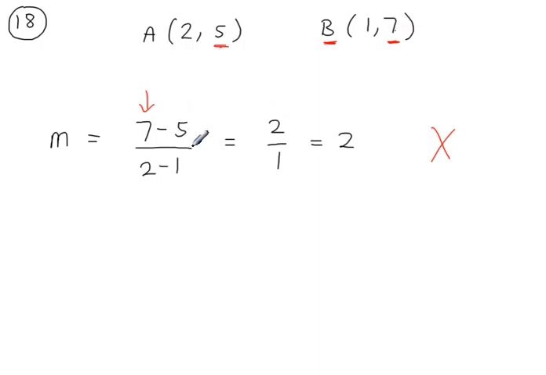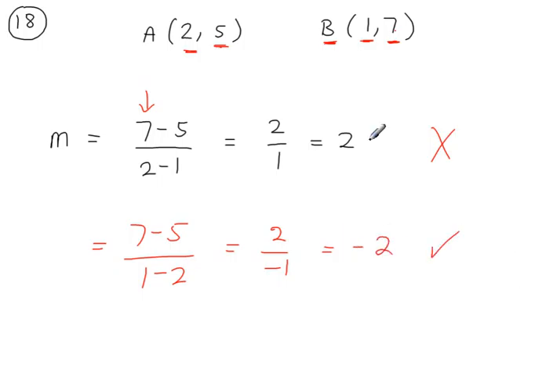Divided by the change in x, I should come back to point B first. It should be 1 minus 2. These are the wrong way round. So what I should have had is 7 minus 5 over 1 minus 2. 7 minus 5 is 2, 1 minus 2 is minus 1, which gives minus 2 as the gradient, not this.